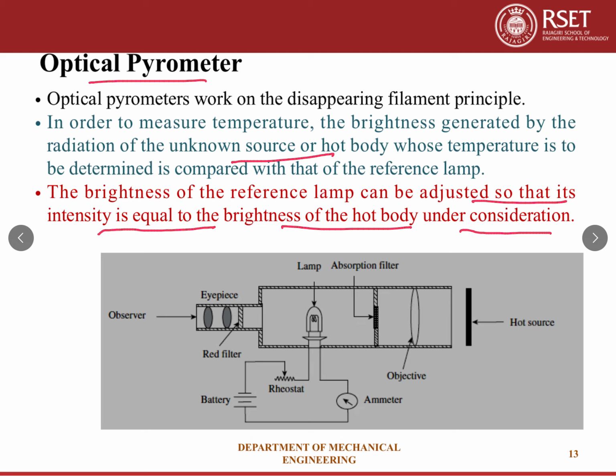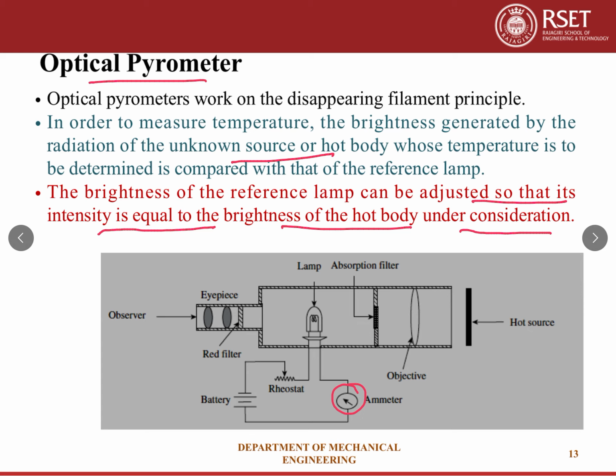That's the first point. The brightness of the light emitted by the hot body will be compared with the brightness of a lamp in our measuring system, and by comparison we measure the temperature. The brightness of the reference lamp can be adjusted with the help of a circuit by varying the current to the filament. This current through the filament can be varied by using a rheostat, and here we have an ammeter to measure the current through the filament.